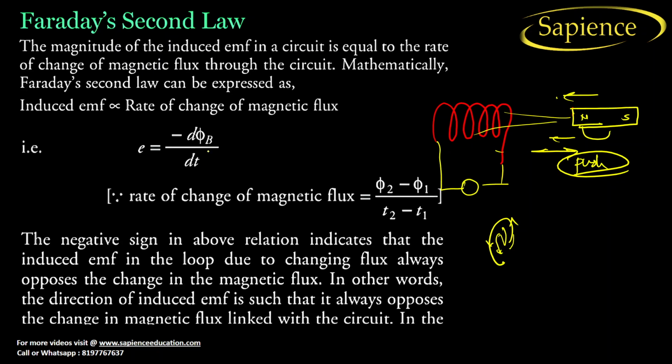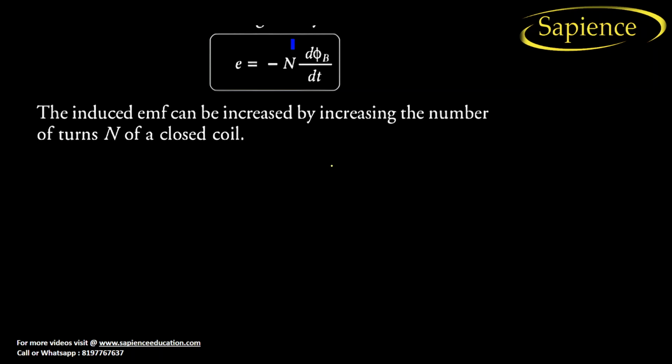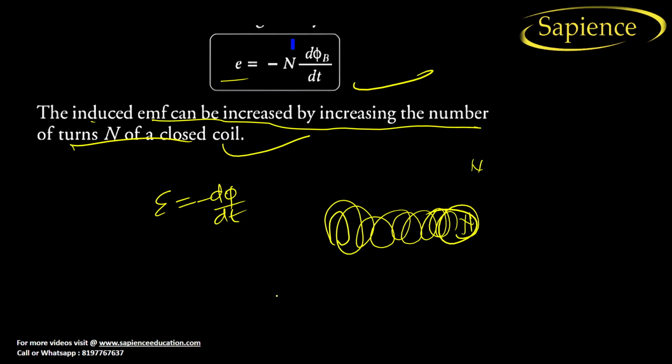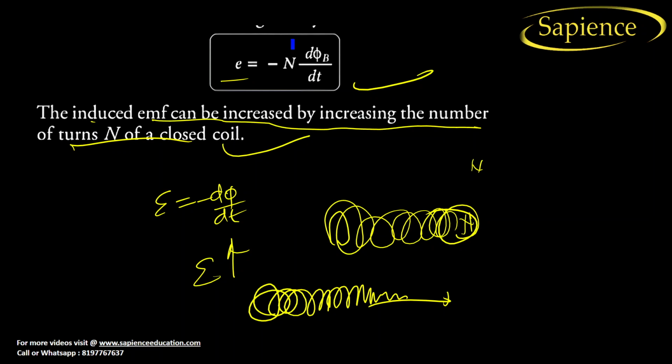So that's why E is equal to minus d phi B by dt. For one turn, EMF is equal to minus d phi by dt, but for n turns, like 1, 2, 3, 4, 5, 6, 7, n turns, the EMF can be written like this. So induced EMF can be increased by increasing the number of turns of a closed coil. If you increase the number of turns in a closed coil, EMF will increase.